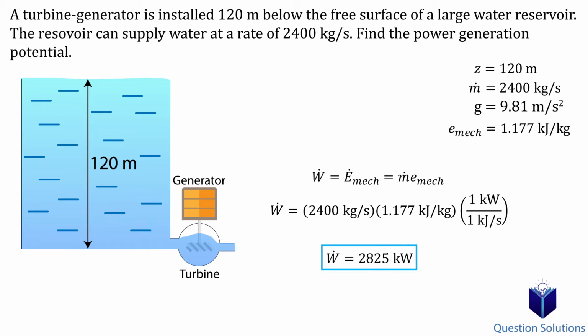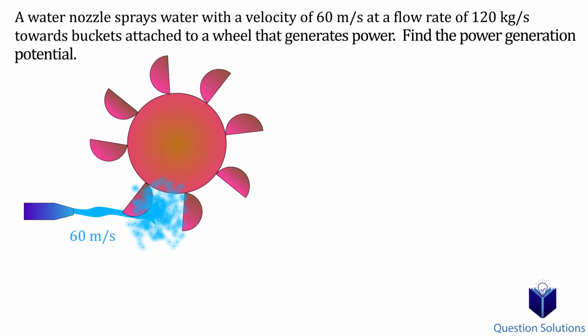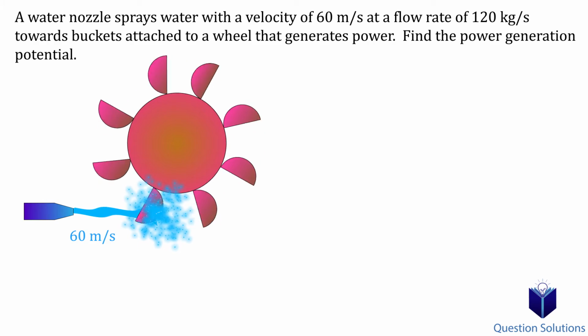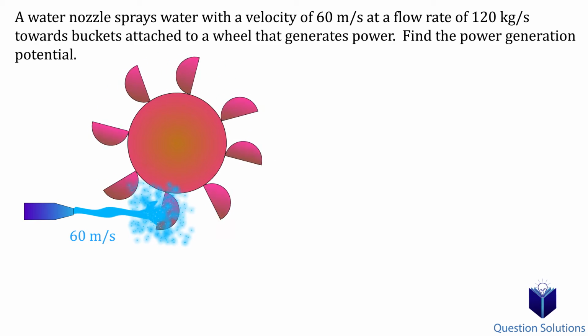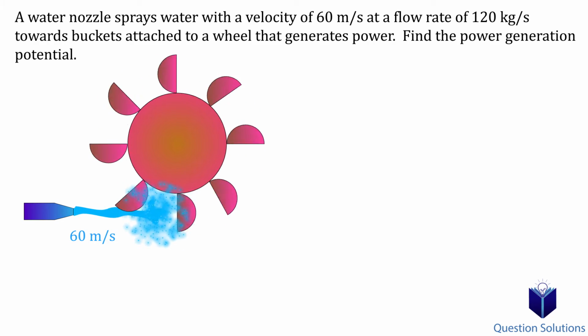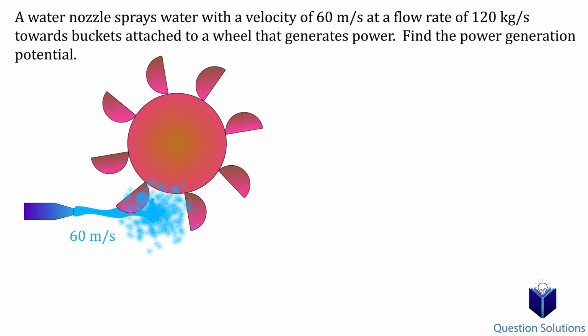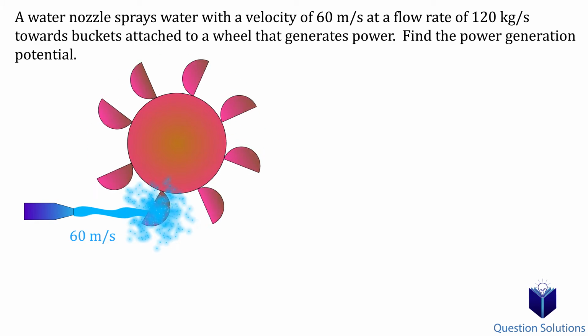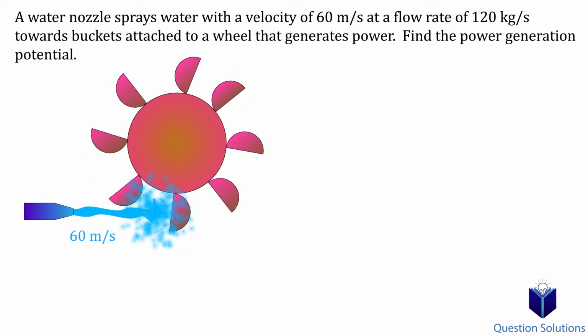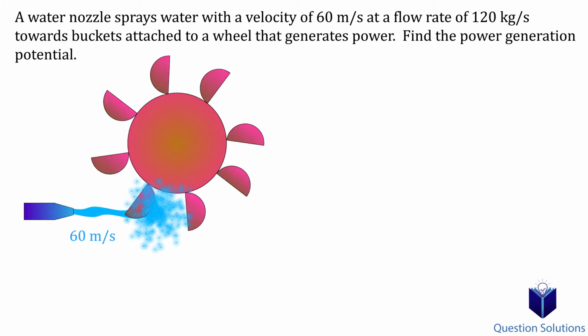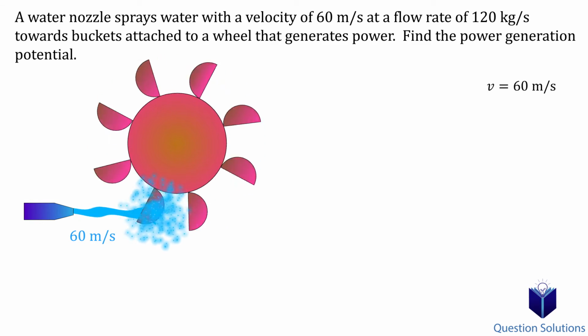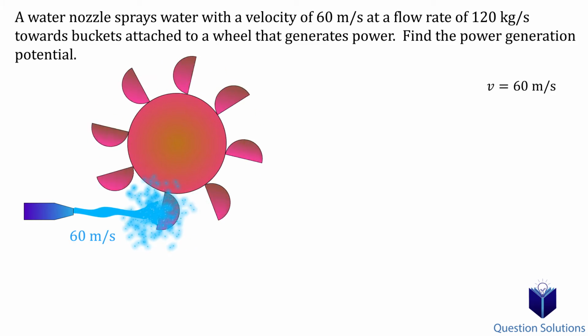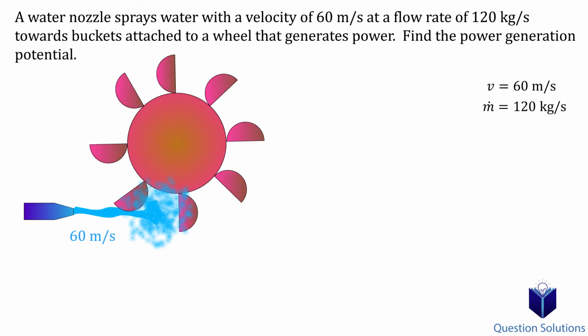If the units give you a hard time, you can always follow the process I did previously and break it into steps. In this question, we have buckets around a wheel. The water is sprayed from a nozzle at a speed of 60 meters per second and has a flow rate of 120 kilograms per second. We need to figure out the power generation potential. As always, we write down what we know. The velocity is 60 meters per second and the mass flow rate is 120 kilograms per second.